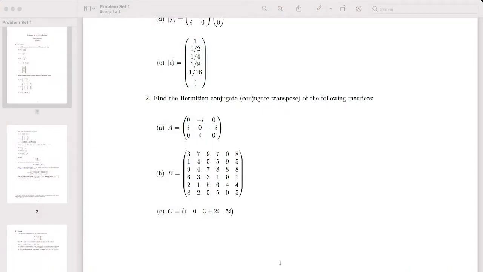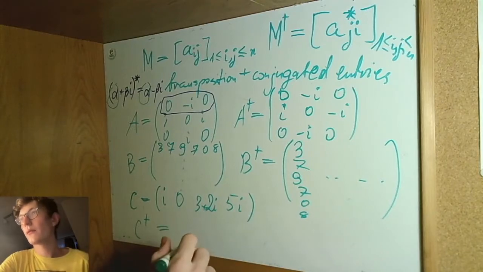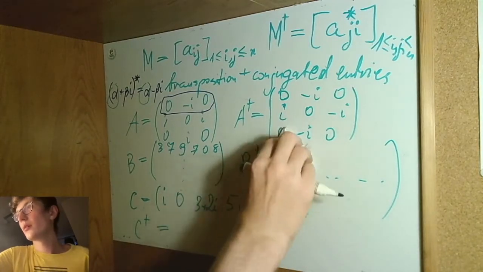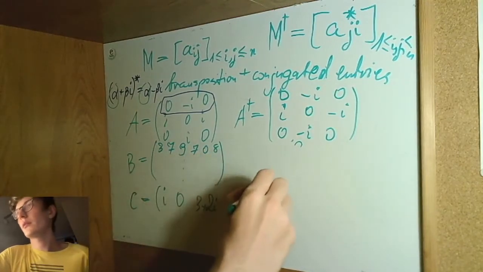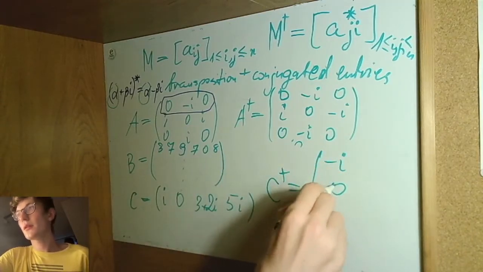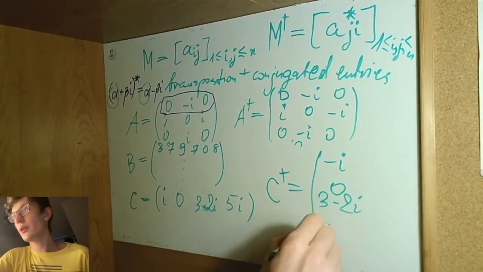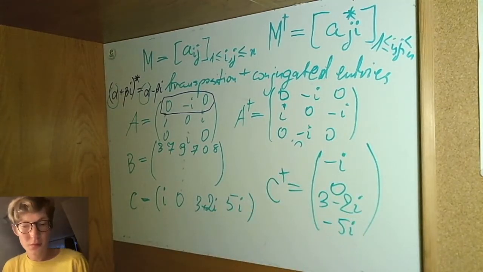The next one is a row vector, i, 0, 3 plus 2i, 5i. So the outcome will be a column vector, right? Okay, I don't have spare place here. Maybe I will clear it here. Okay, so C dagger is minus i, right? 0, 3 minus 2i, and minus 5i. I conjugate all the numbers. That's the answer.